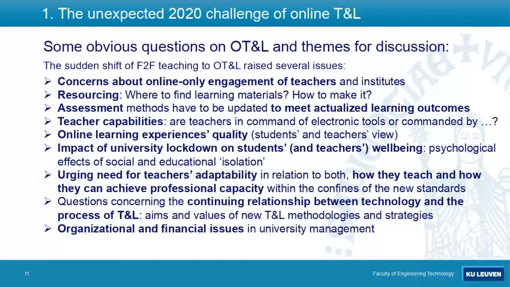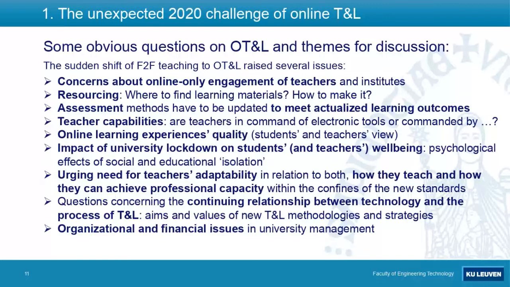The quality of the online learning experience is quite low. There have been a lot of publications when starting online teaching and learning, and these publications all are pointing in the same direction. Quality is lower than what we have had before. Then the impact of the university lockdown on students is one of the major problems today. The well-being of students and also the well-being of teachers is seriously hampered by the social isolation of both groups of people. Then there is an urgent need for teachers' adaptability.